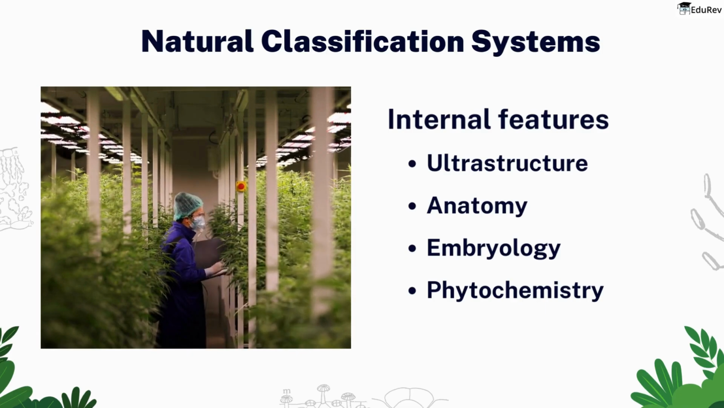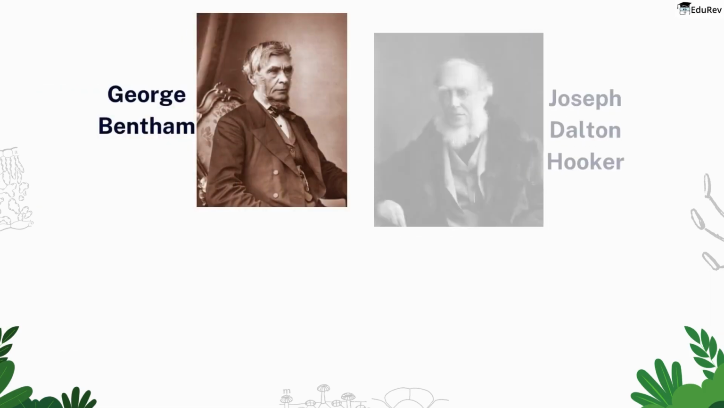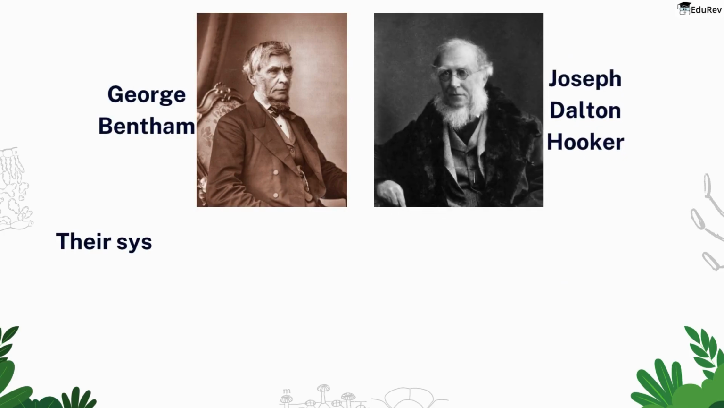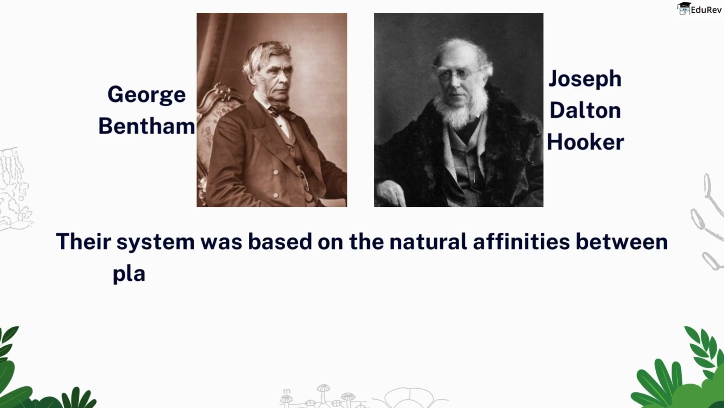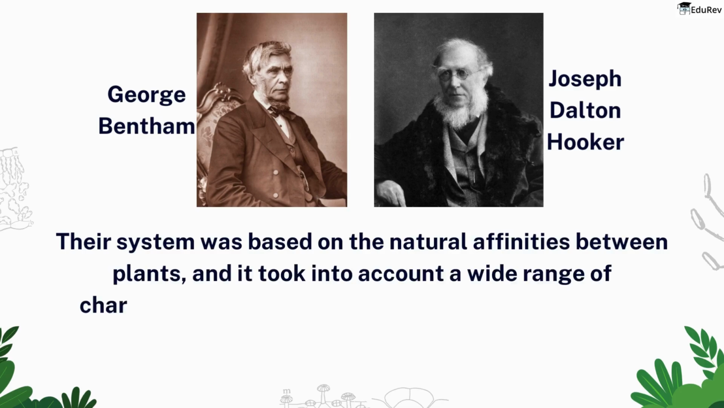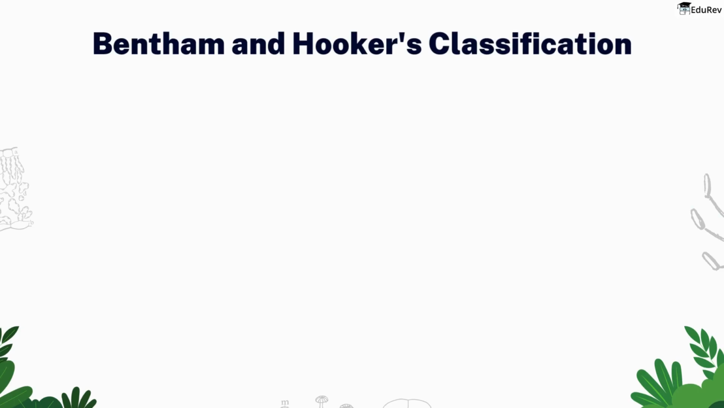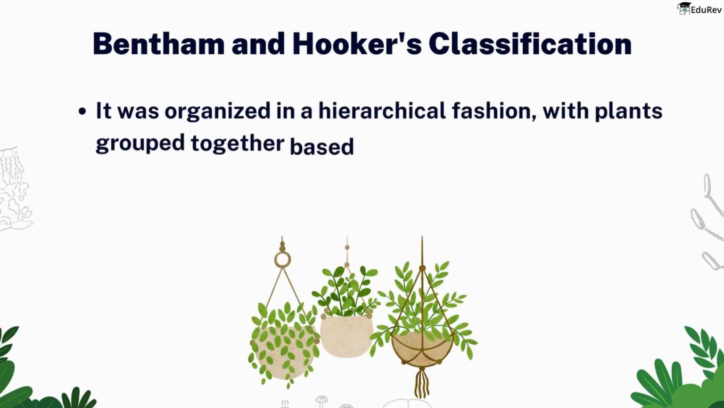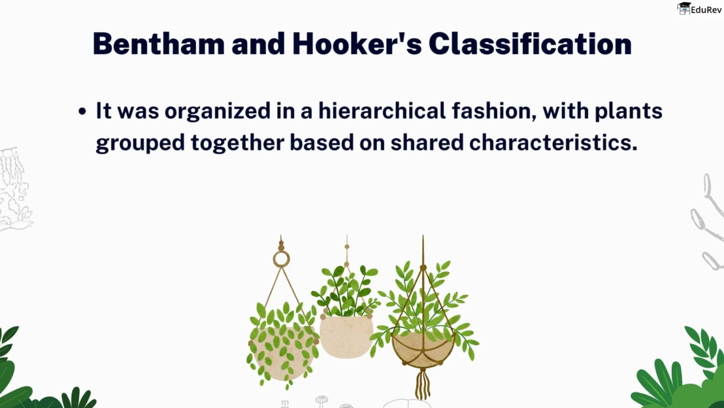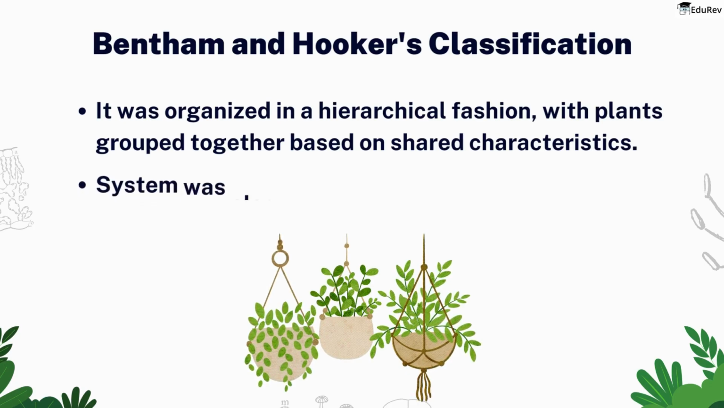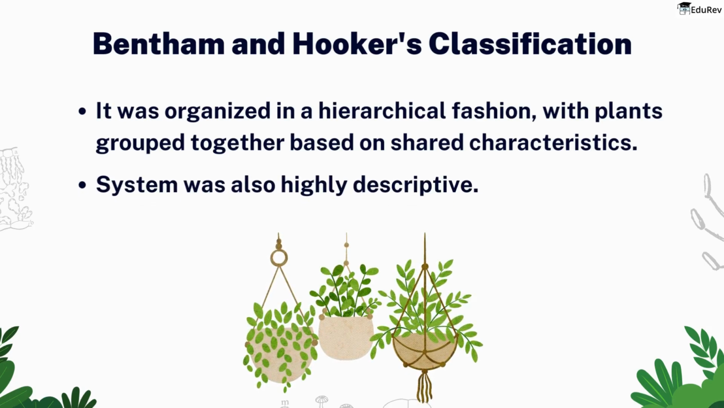One of the most well-known natural classification systems for flowering plants was developed by George Bentham and Joseph Dalton Hooker. Their system was based on the natural affinities between plants, and it took into account a wide range of characteristics, including morphology, anatomy, and phytochemistry. Bentham and Hooker's classification system was widely accepted and influential. It was organized in a hierarchical fashion, with plants grouped together based on shared characteristics. The system was also highly descriptive, with detailed descriptions of each plant species included.